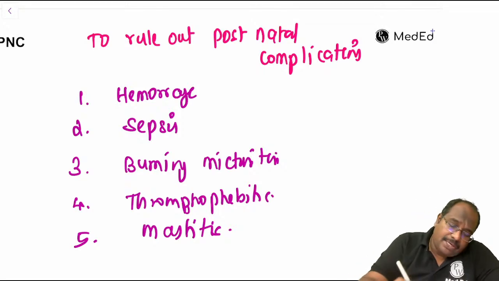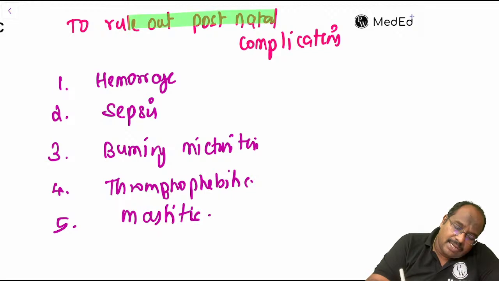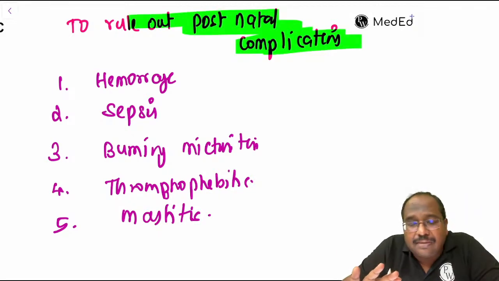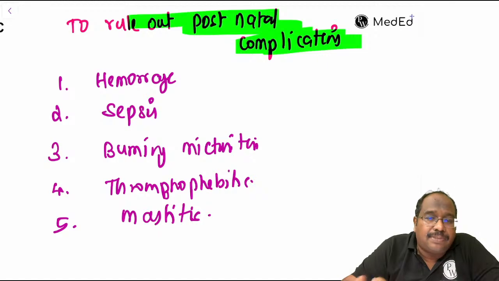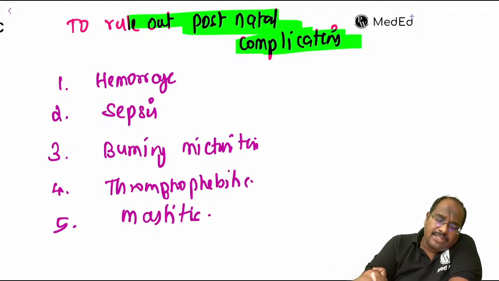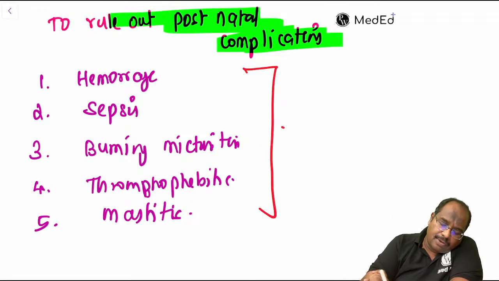I am repeating, guys, because students commonly make mistakes here in the postnatal complications. They don't even ask: hemorrhage, sepsis, burning micturition, thrombophlebitis, and mastitis. Make sure these things are there, guys. Based on that, you can give advice in terms of management.